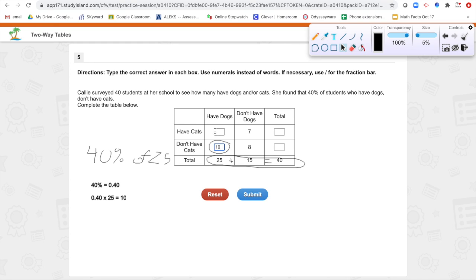That's 40% of 25. Now, looking at this, it has to add up to 25. So if 10 of those 25 don't have cats, 15 of those 25 have to have cats. All right, going across.